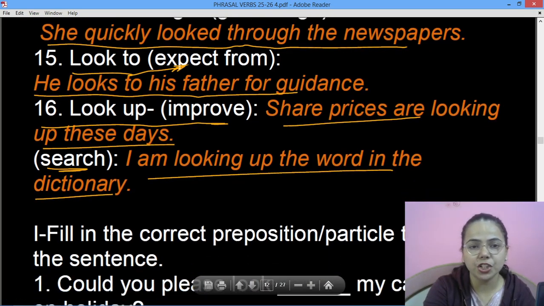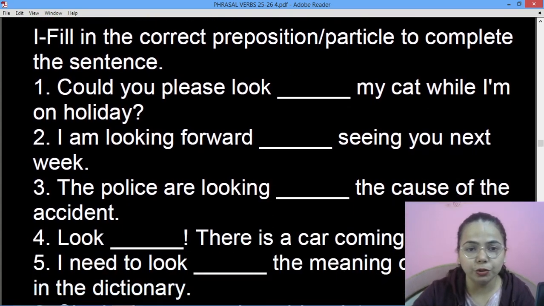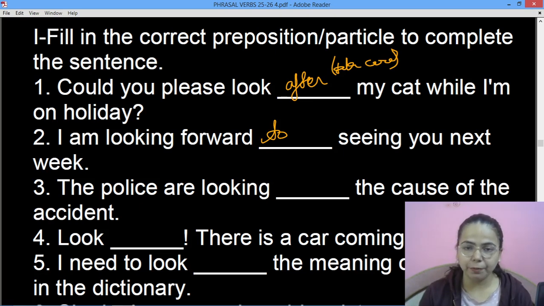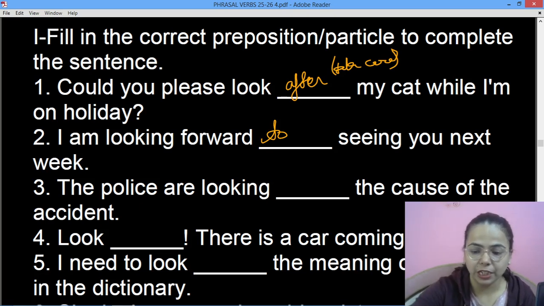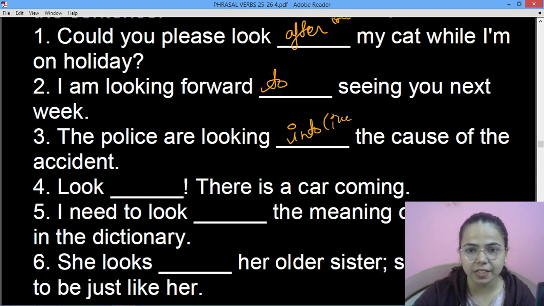Okay, so moving towards the questions, the exercises that we'll be doing. The first one is: could you please look dash my cat. Could you please look after means to take care. Then: I am looking forward dash seeing you, means I'm looking forward to seeing you, to anticipate with pleasure, which means to expect something with pleasure. Then next is: the police are looking into the cause of the accident. Looking into means to investigate.